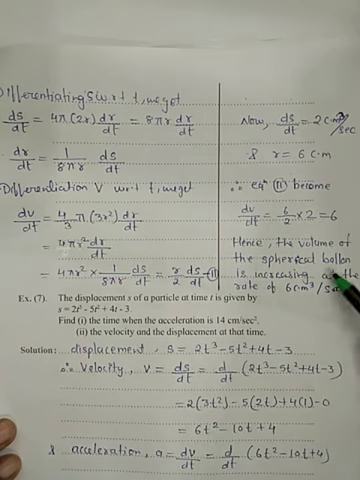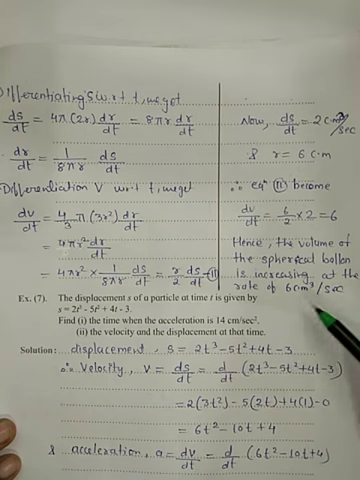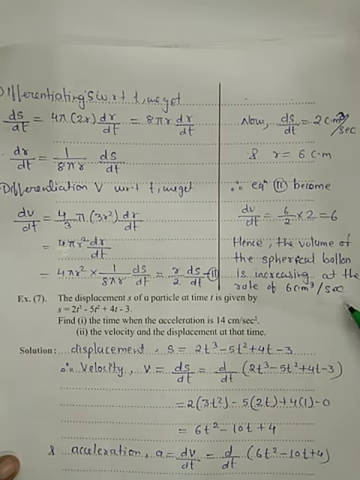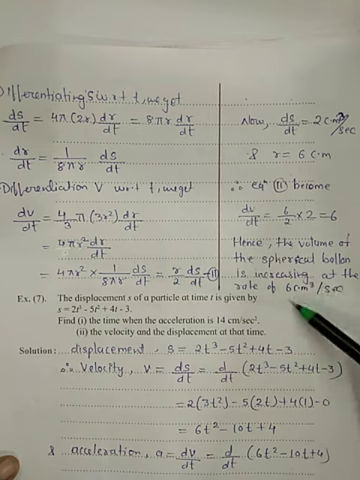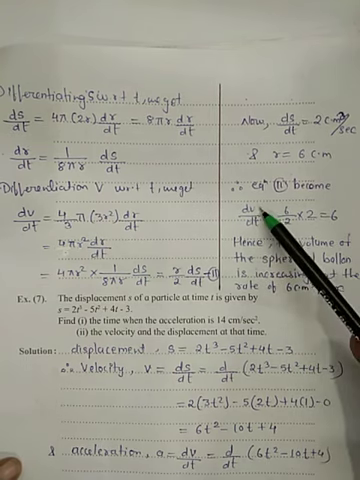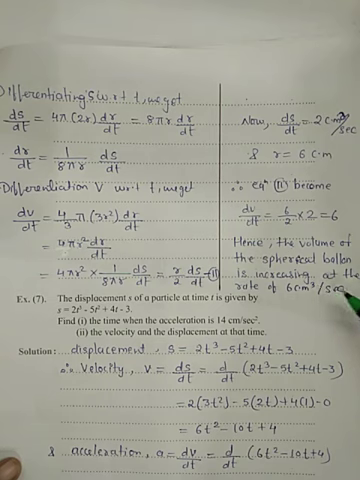Hence the volume of the spherical balloon is increased at the rate of 6 centimeter cube per second. Since it is volume, the unit will be centimeter cube. Rate of change of volume, centimeter cube per second.